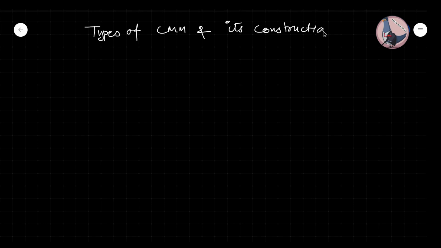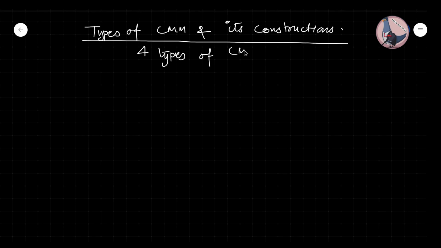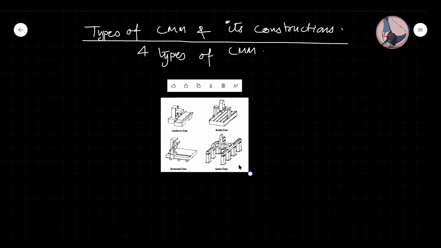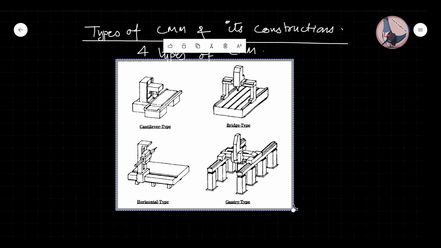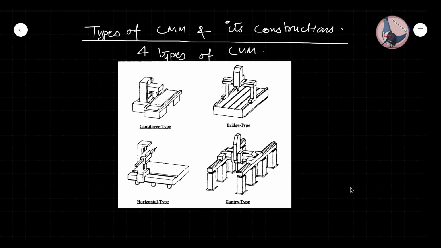So basically, we have four types of CMM. Now, these are the four types of CMM, and it will be better if I show you a diagram of it, so it will be more relatable. Otherwise, sometimes it doesn't get very comfortable. Okay, so see, the four types are these.